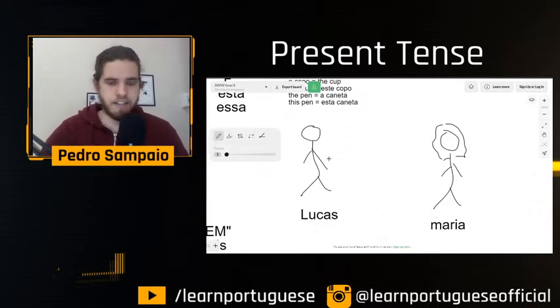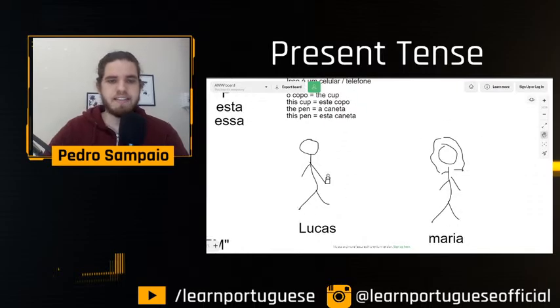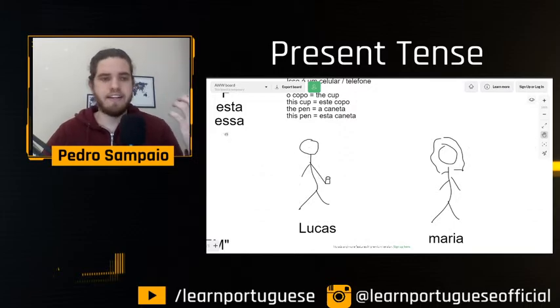So let's put a ball. Let's put a cup here next to Lucas. So he has a cup. So he would ask, "O que é isto?" Because the cup is next to him. So actually he's holding the cup.